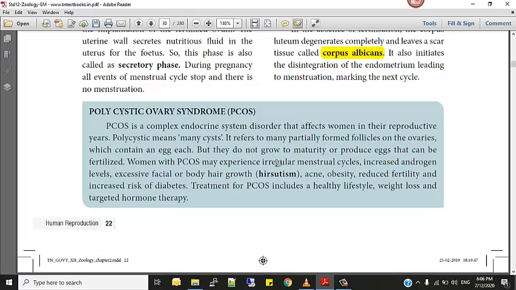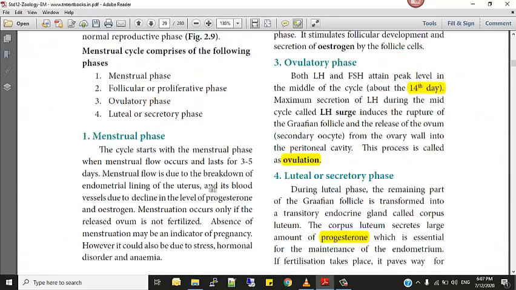Women with PCOS may experience an irregular menstrual cycle. This irregular menstrual cycle, I've already said, has two possibilities. One is the woman can be pregnant or she may have some disorder. Okay, increased androgen level, excessive facial or body hair growth, hirsutism, acne, obesity, reduced fertility, and increased risk of diabetes. Treatments for PCOS include a healthy lifestyle, weight loss, and targeted hormone therapy. So if these hormones fail, this problem arises. If we check and regulate the hormone level in the woman, then this can be prevented or controlled. Okay. So far we have seen today about the menstrual cycle.